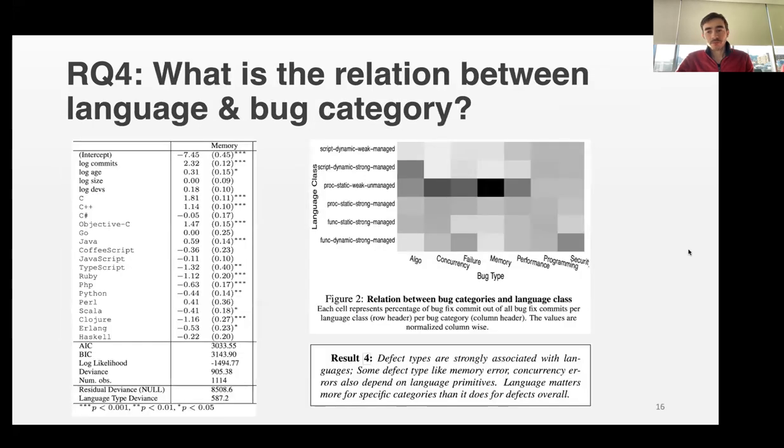And finally, for the relationship between the language and the bug category, for each of the domains, they analyzed all the languages at once and checked which types of bugs each language is actually more prone to have defects on. For example, they saw that the C language, for memory, was more prone to have bugs than other languages that had memory management.